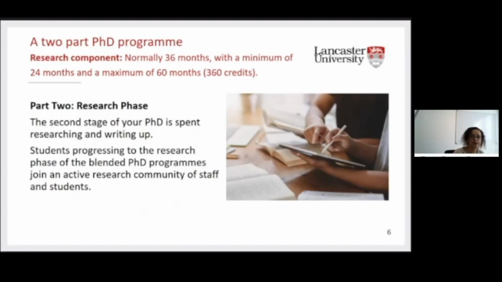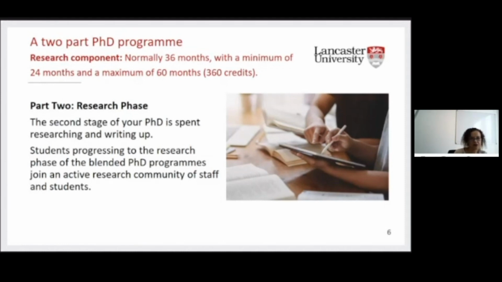In the research phase, usually students take 36 months, the minimum is 24 months, and the maximum is 60 months. In fact, most of our students in health economics and policy take around 5 years to complete their PhD, because they work full-time, they have their own families, and we are also very keen on keeping a good work-life balance and not having students burning out at the end of the research phase. So the 5 years length is the average so far.